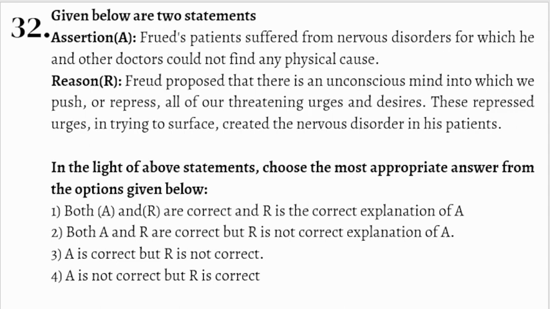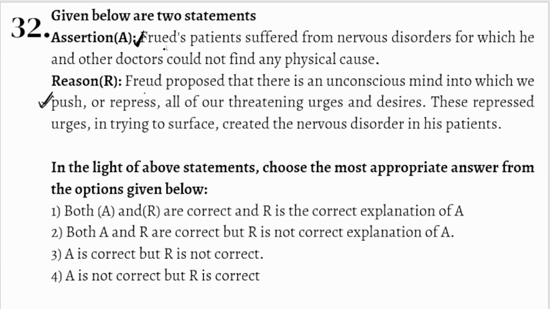The assertion says that Freud's patient suffered from a nervous disorder for which he and other doctors could not find any physical cause. Yes, psychosomatic disorders were there in a lot of Freud's patients. Then the reason states that Freud proposed that there is an unconscious mind into which we push or repress all of our threatening urges and desires. These repressed urges, in trying to surface, create the nervous disorder in his patient. Yes, this is also correct.